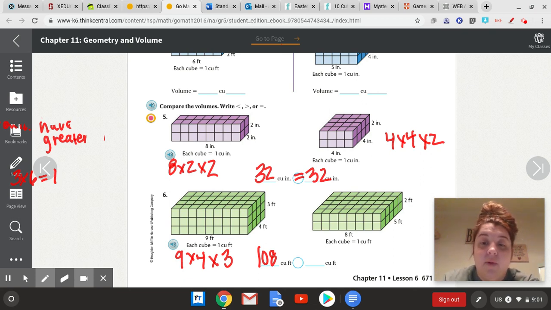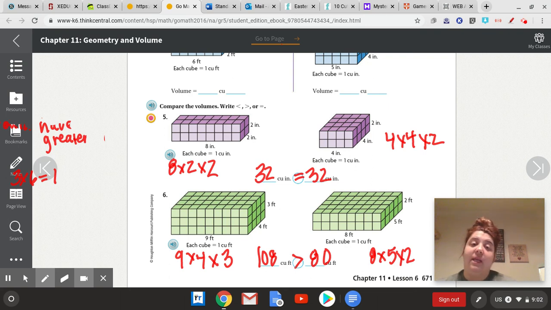And on the second one, you have 8 times 5 times 2. Well, 8 times 5 is 40 times 2. You can do 40 times 2. It's 40 plus 40 is 80. Okay. So 108 is greater than 80. Okay. So nice and simple on those problems.